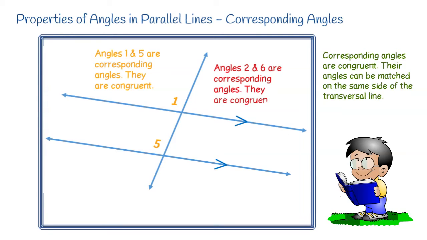Angles 2 and 6 are corresponding angles. They are congruent. Their measures are equal.